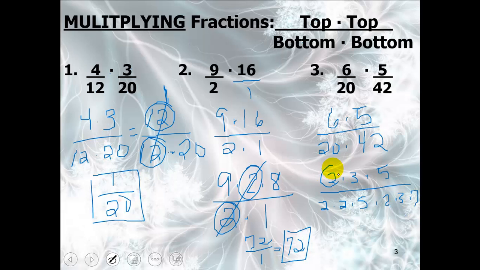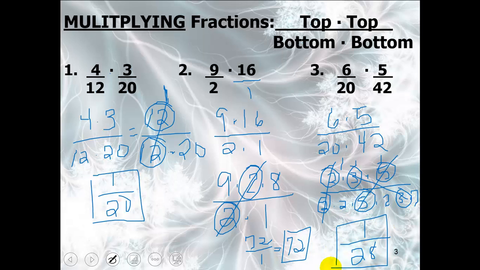The 2's cancel. The 3's cancel. The 5's cancel. Now on the numerator, I just have a whole bunch of 1s, so I have 1. And in the denominator, I have 2 times 2 times 7. And that is 28. And there's my final answer, 1 over 28.